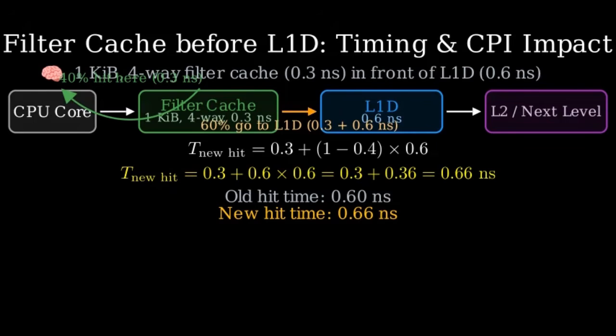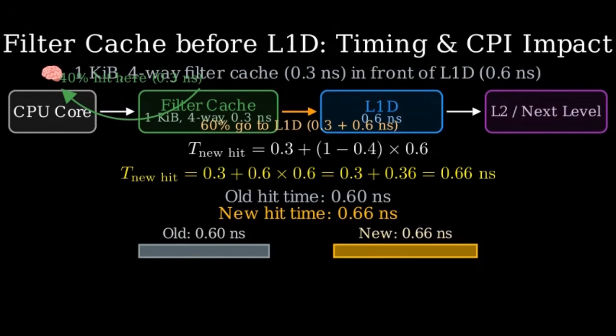Let us make this visual. On the left, the old hit time bar is 0.6 nanoseconds long. On the right, the new average hit time bar is 0.66 nanoseconds long. The difference is 0.06 nanoseconds, which is a 10% increase in the hit portion.